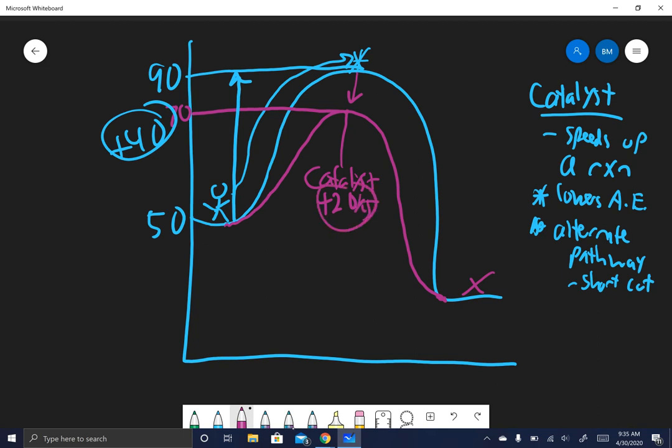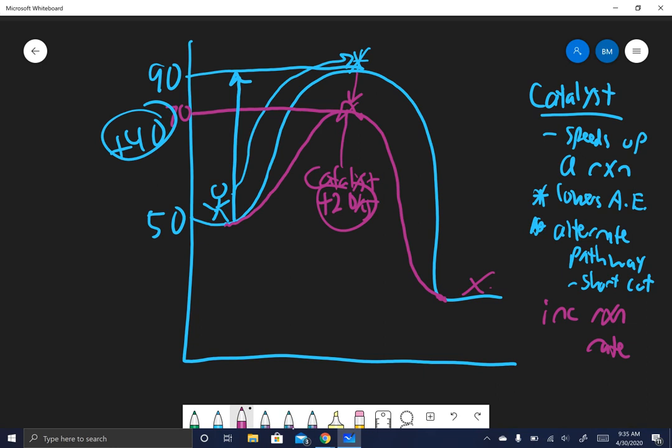Because the reacting particles need less energy to get here, they react faster, collide more effectively, and make their products quicker. So that increases reaction rate. That means it reacts faster. That's what a catalyst does. It lowers that activation energy and provides a shorter alternate pathway for reacting particles to collide up here and make their products.